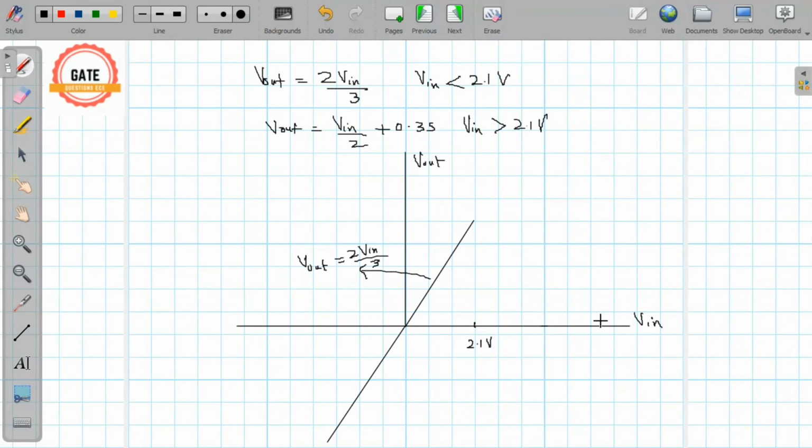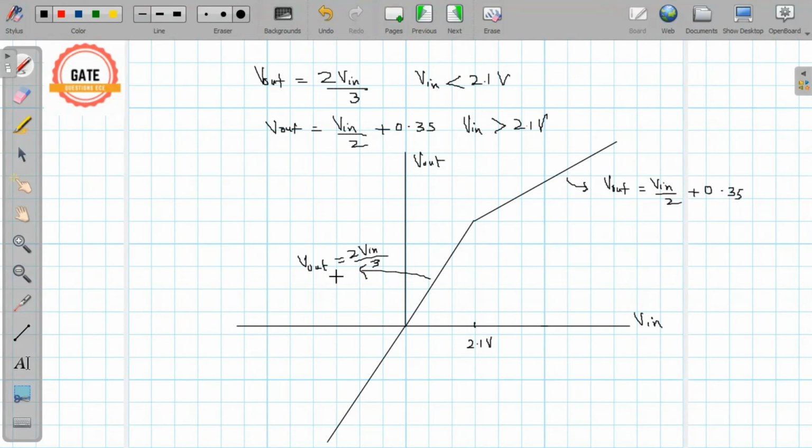So for V input which is greater than 2.1 volt, the relation is this. Its slope is 1 by 2. So here slope is greater and here slope is smaller. So the slope here will be less. So the graph will look like this. This line has equation V output is equal to V in by 2 plus 0.35.